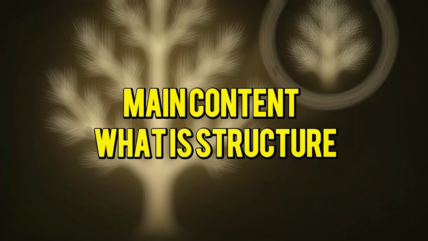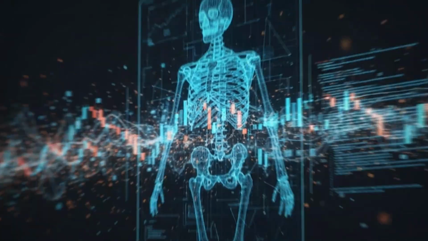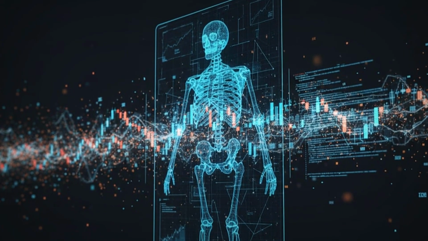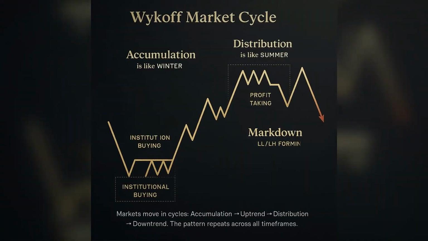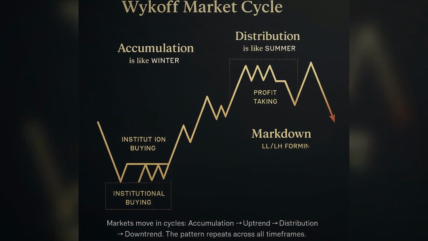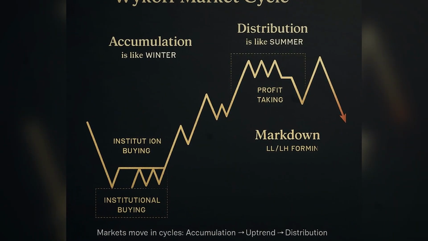Main content: what is structure? Let me start with a simple but powerful analogy. Think of market structure like the skeleton of a human body. Without a skeleton, the body would just be a shapeless mass, and you wouldn't know where the arms, legs, or head are supposed to be. Similarly, without understanding market structure, price action just looks like random squiggles on your screen. Market structure is the underlying framework of price movement. It's the story that price tells us about who's in control, the buyers or the sellers.